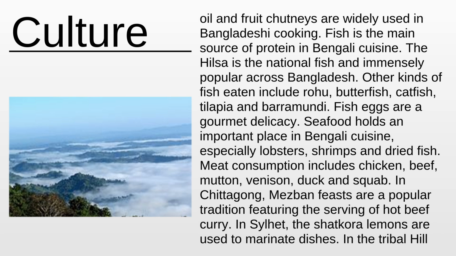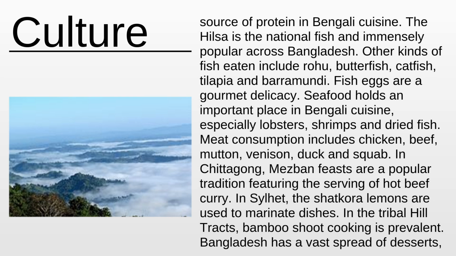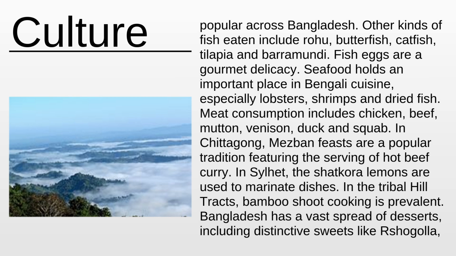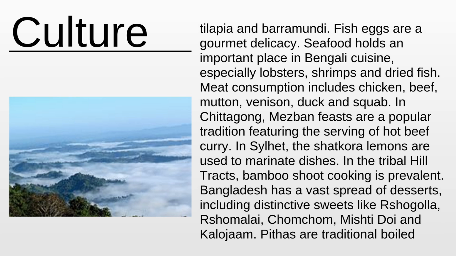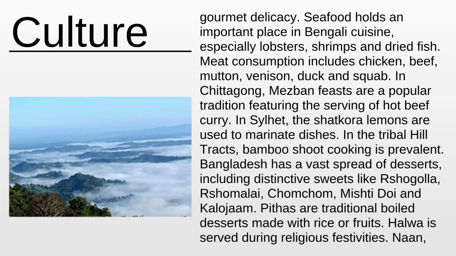Other kinds of fish eaten include rohu, butterfish, catfish, tilapia and barramundi. Fish eggs are a gourmet delicacy. Seafood holds an important place in Bengali cuisine, especially lobsters, shrimps and dried fish. Meat consumption includes chicken, beef, mutton, venison, duck and squab.